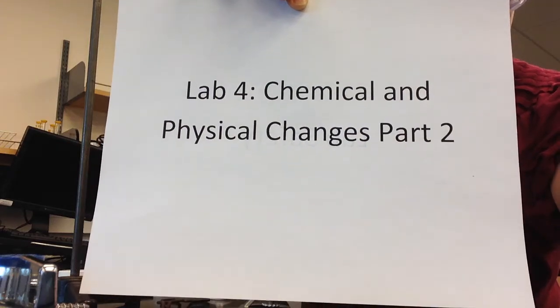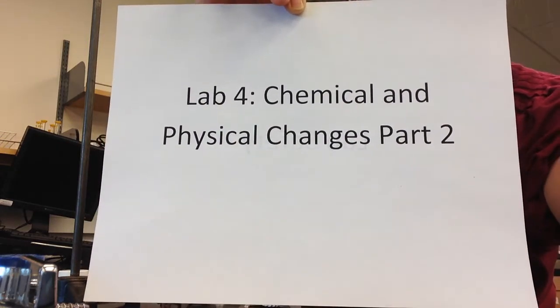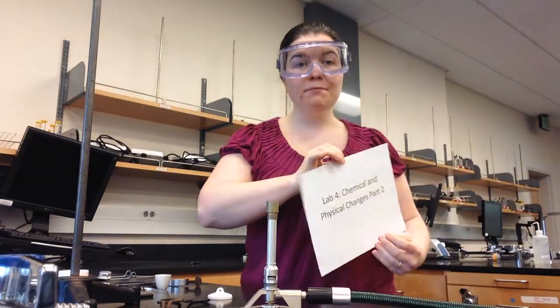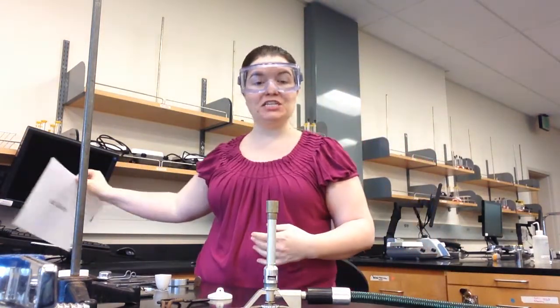The next lab you will be completing in this class is Chemical and Physical Changes Part 2. In the previous lab, Chemical and Physical Changes Part 1, you collected qualitative observations to determine whether a chemical or physical change had occurred. In this lab, in addition to qualitative observations, you will be measuring quantitative data to determine whether a physical or a chemical change has occurred.